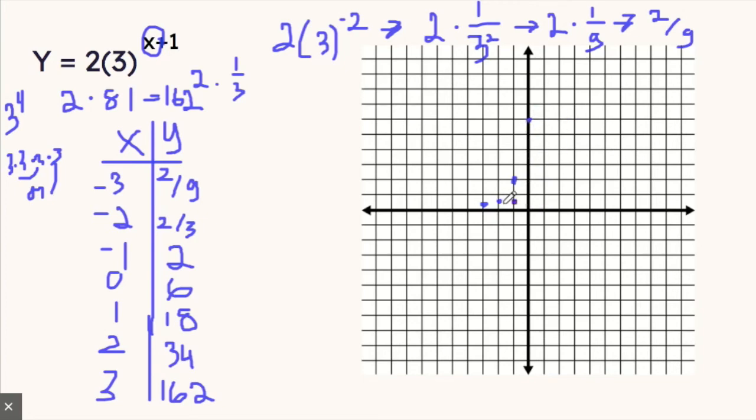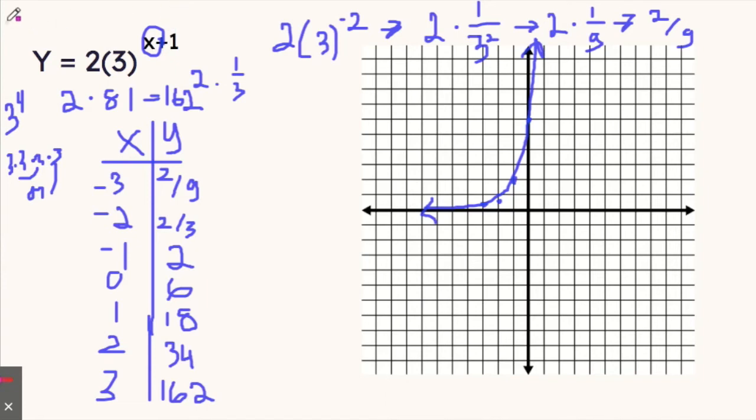And at 1, it's 18, somewhere over here. So we can draw our line like this. Now, is there a way to predict where our graph is going to be? Yes, we look at our h.